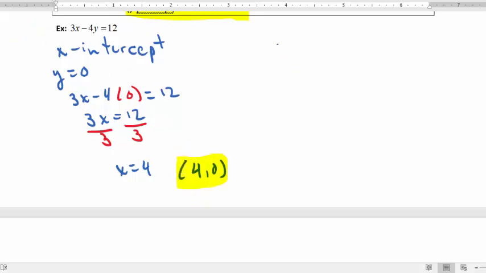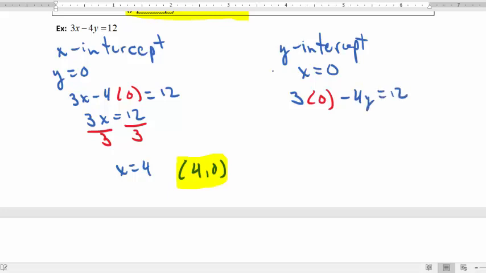And then you'll do the same thing to find the y-intercept, but this time you will replace x with 0. So I'm going to rewrite the equation, but now where I see x, I'll plug in a 0. So again, similarly, 3 times 0 is 0. That just falls away. So you've got negative 4y equals 12. And then if you divide both sides by negative 4, you'll get y equals negative 3.